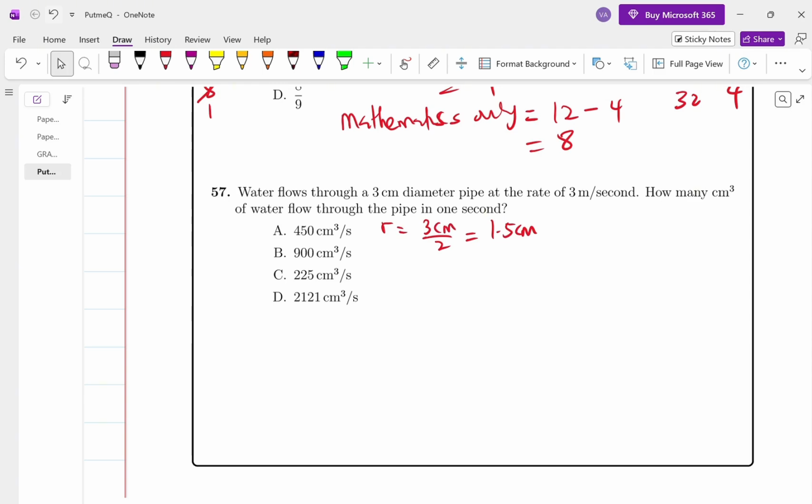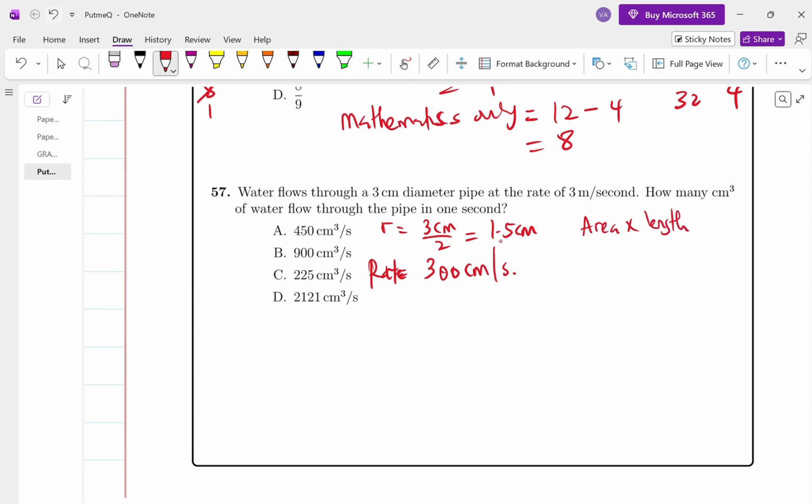Now, at a rate of 3 meters per second, I would like to change this 3 meters to centimeters. So the rate is going to be 300 centimeter per second. Is that okay? All right. So we're saying, how many centimeter cubed? This is area times length.